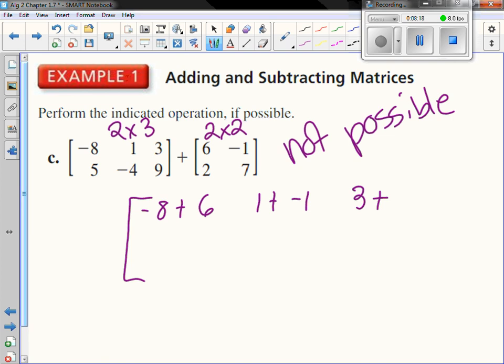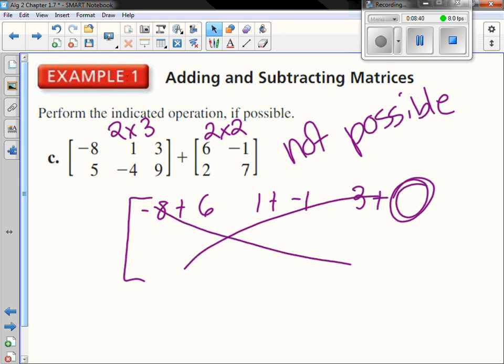And that's the reason I just jumped straight into this and did not check the dimensions. Because as we can see here, there's no number I can put with the 3. There's nothing I can add to the 3. And we can't add 0 because 0 is an element. It would be a number in there. So since they don't have the same dimensions, it's not possible. There's no way we can add or subtract if the dimensions aren't the same.